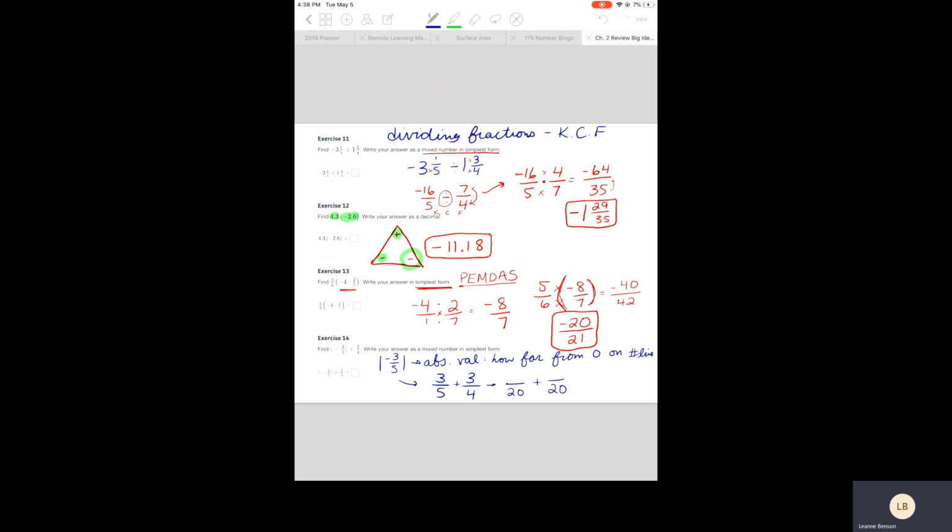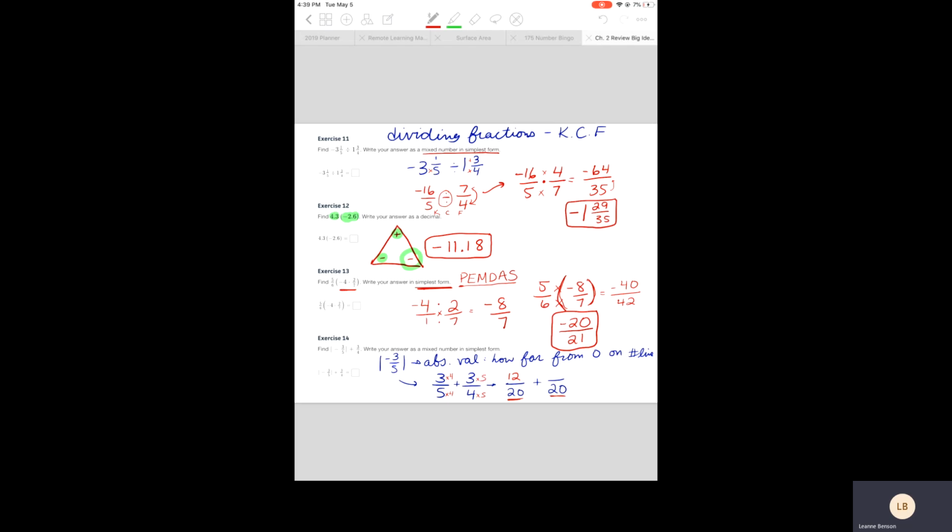Okay, to get from 3/5 to 20ths, I need to multiply by 4. I'm going to do a different color. Times 4, times 4 again, to give me that 20. 3 times 4 is 12. And then to get from 4 to 20, I need to multiply by 5. Right? 4 times 5 gives me that 20.